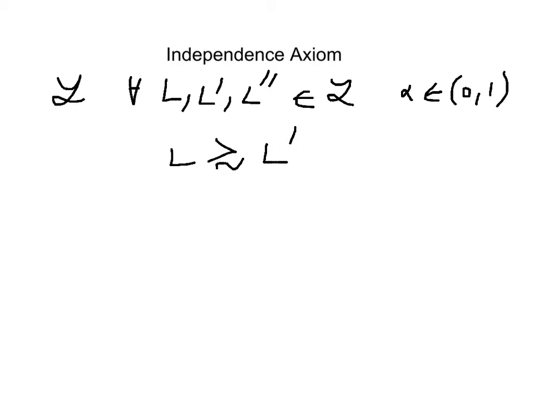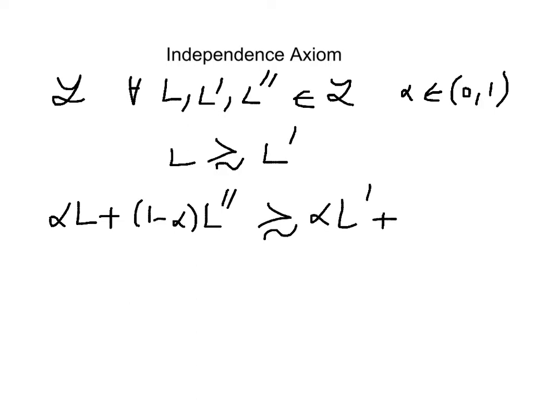then the independence axiom says that we can mix each of these lotteries with a third one, L double prime, such that the preference ordering does not change, right? So if we mix L with a third lottery, L double prime, we get this mix, and that must also be preferred to a mix of L prime with L double prime with the same probability weightings.